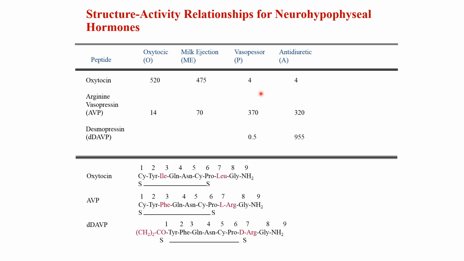But it has a high or significant effect on the blood vessels. It causes vasoconstriction, and thus it increases the total peripheral resistance. And you can see that it has a potent effect as an antidiuretic hormone to increase water reabsorption in the kidney. If you take this guy, desmopressin, or DDAVP as it's known, just remember the word desmopressin for the time being. This is a synthetic analog of ADH.